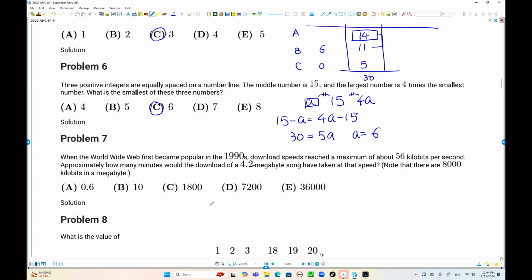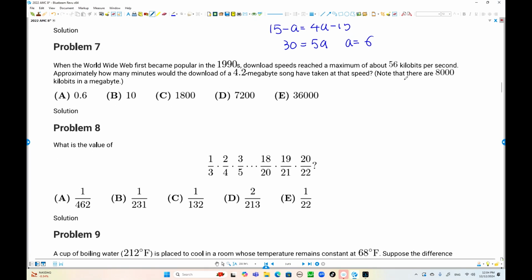Here is number 7. This is a real world problem. The download speed is 56 kilobit per second. That's the speed, right? So we have a 4.2 megabyte song over here. But each byte equals how much? 1 megabyte is what? 8,000 kilobit. That we're going to find by the minute.